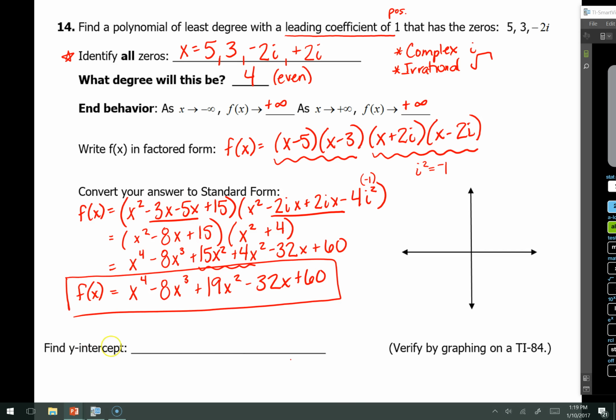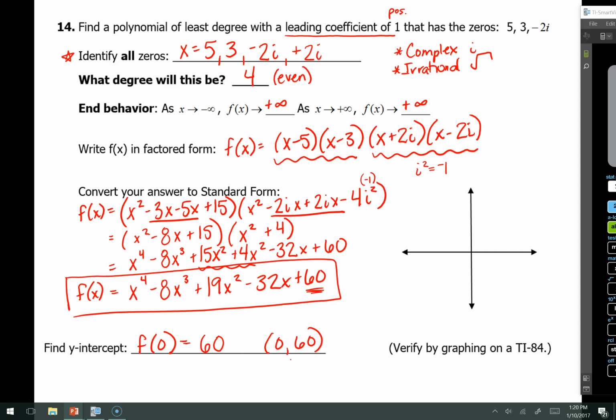Remember, if you want to find the y-intercept, you're evaluating f of 0. And this x is going to be 0 to the 4th, this is going to be 0 to the third. So that's just going to leave us with the 60 as our y value. So our ordered pair is going to be 0, 60.